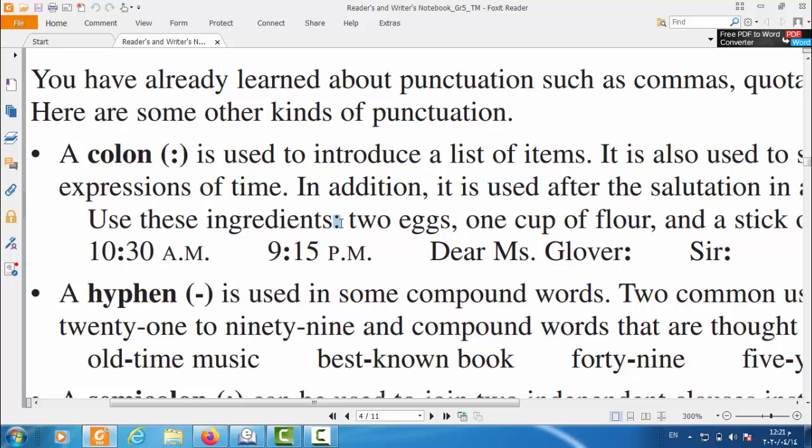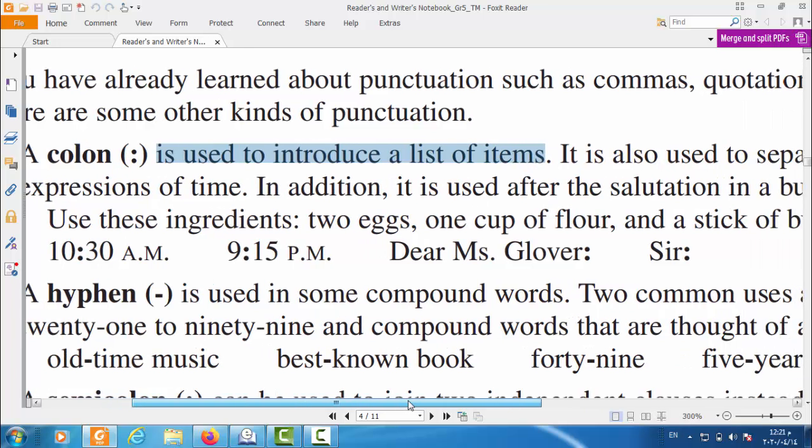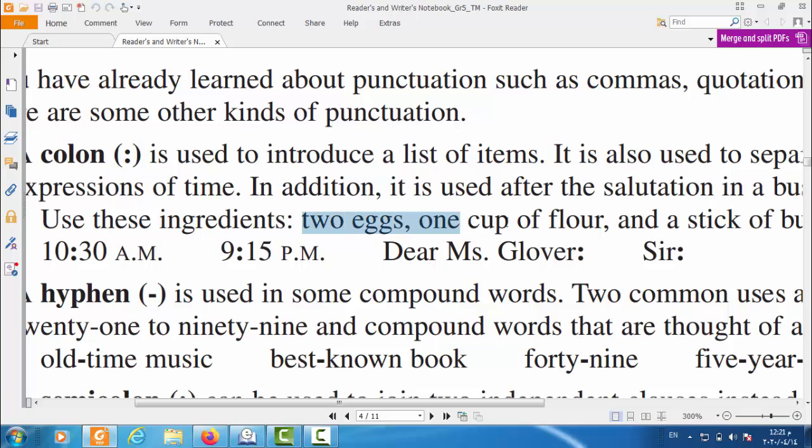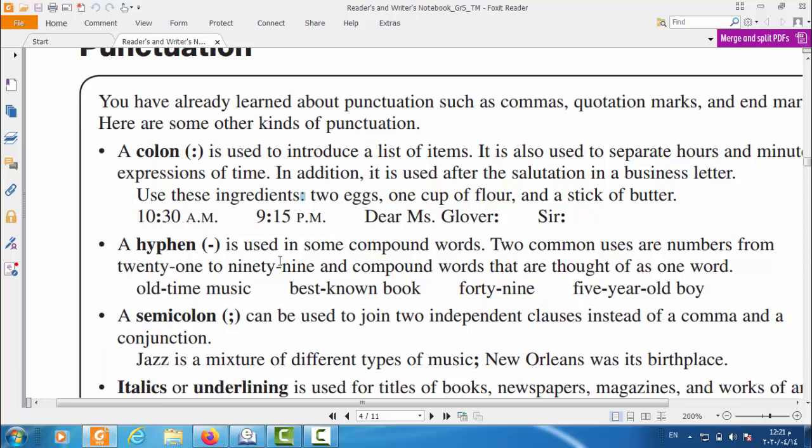So I only put the colon if I want to introduce a list of items. Introducing a list of items means I want to write a list of items like in here. If you want to write a list of items like that, you have to put a colon. This is number 1.